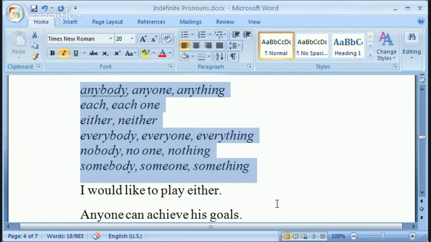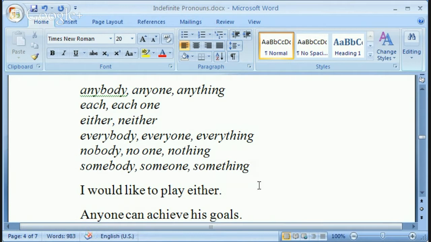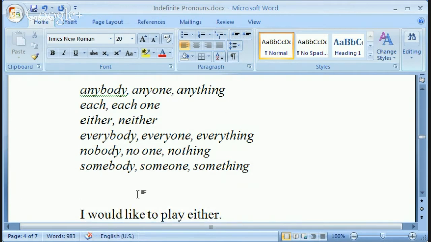Pick one. Which word? Say it out loud. Okay, I can read. Anybody, anyone, anything. Pick one. Which one? No, no, no. Pick one of these words. Say nobody. Say somebody. Pick one. Tell me. Say it to me.